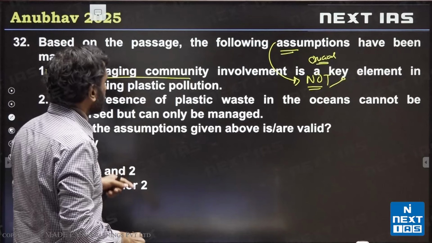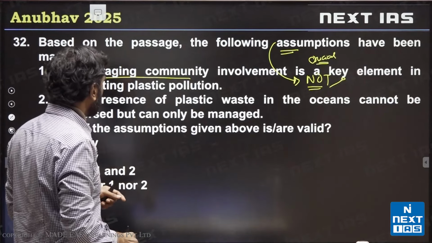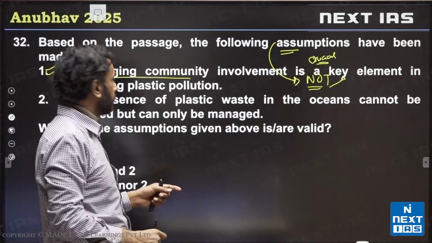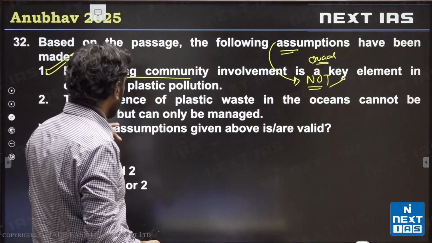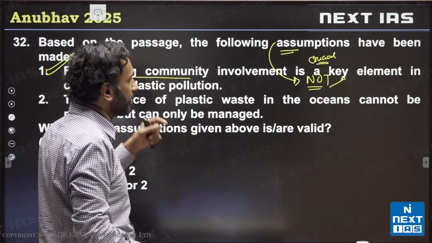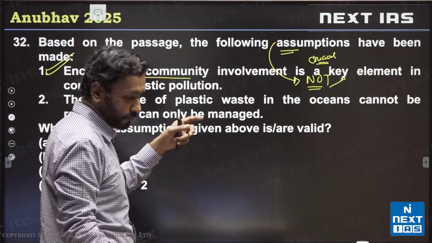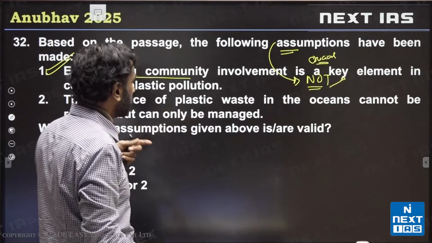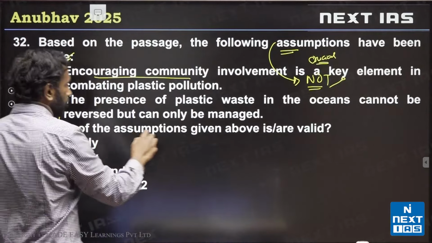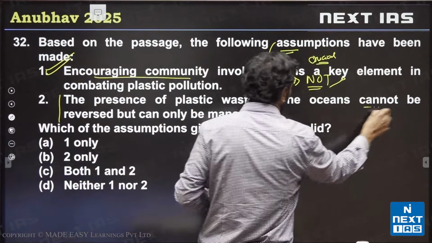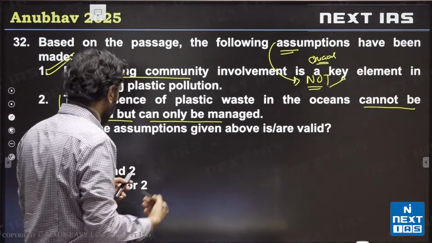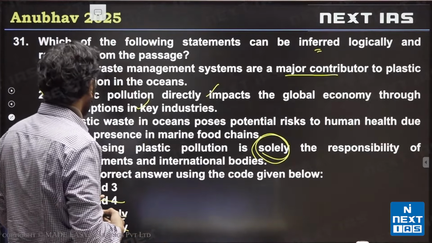Statement 2 says the presence of plastic waste in the oceans cannot be reversed but can only be managed. This is a fairly tricky one. To what degree can our positive actions have an impact? That is what statement 2 is checking. So we want to check, can or cannot it be reversed but can only be managed, what we can find in the passage. So let's see.